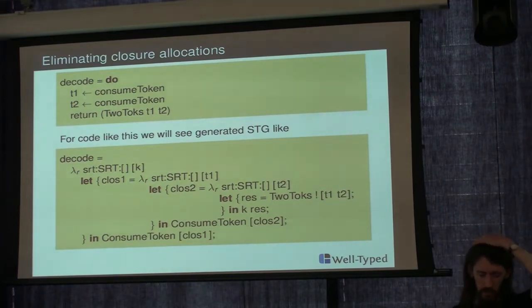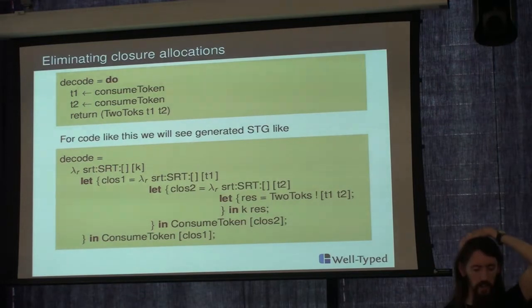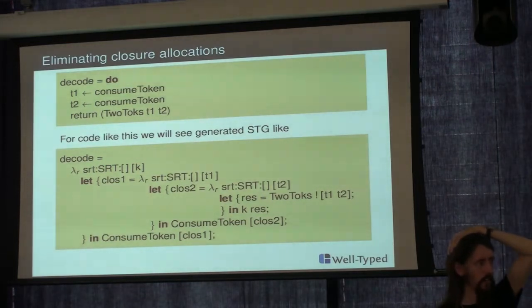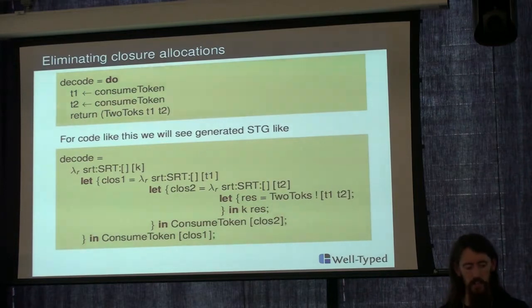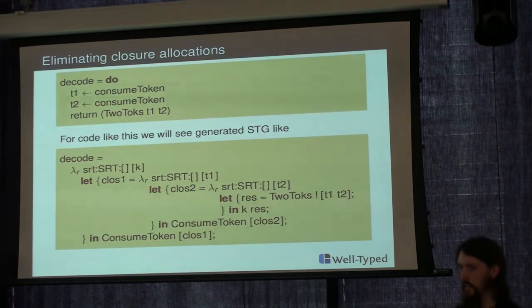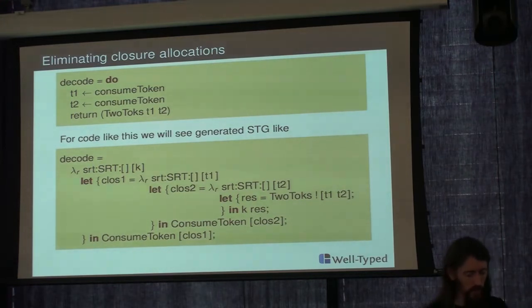So if you have code that looks like this at the top here, decode in standard monadic syntax, this is our continuation monad from earlier that produces this deep embedding. So consume token is something that unfolds to the use of the consume token data constructor. Then what will the STG here look like? It involves allocating two closures.